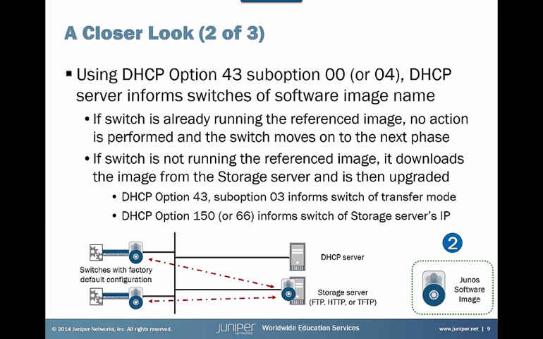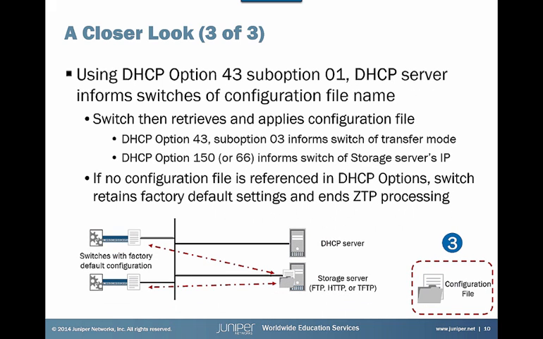DHCP option 43 with the sub option 3 is the method used to inform the switch of the transfer mode, again whether that be FTP, HTTP, or TFTP. If no option is specified within that sub option, it defaults to TFTP. And then DHCP option 150 or 66 is the option used to inform the switch of the storage server's IP address.